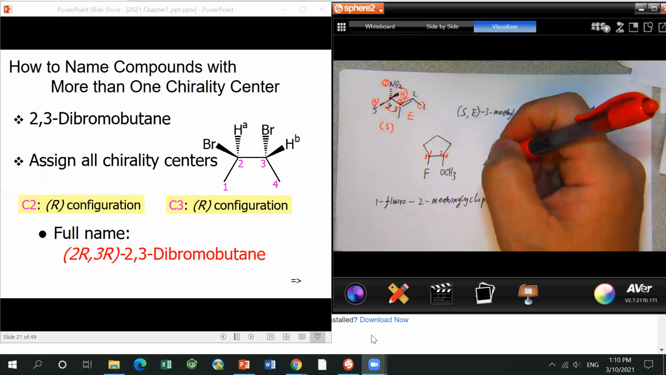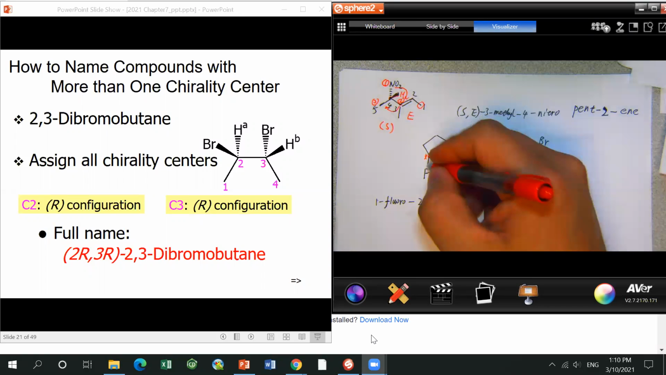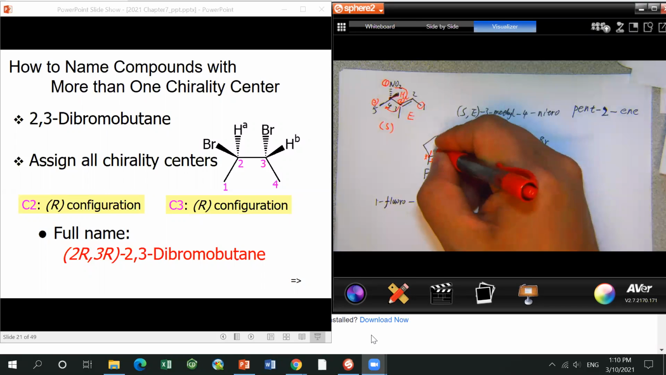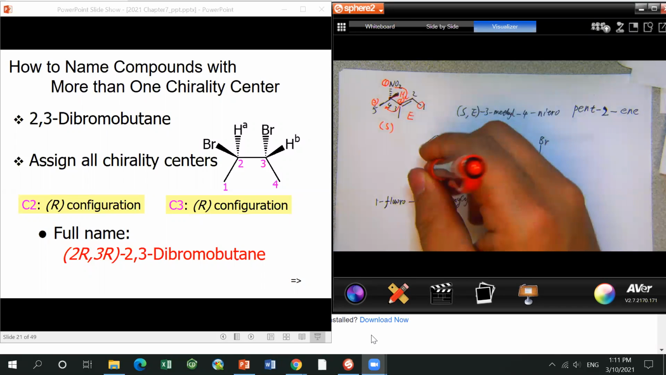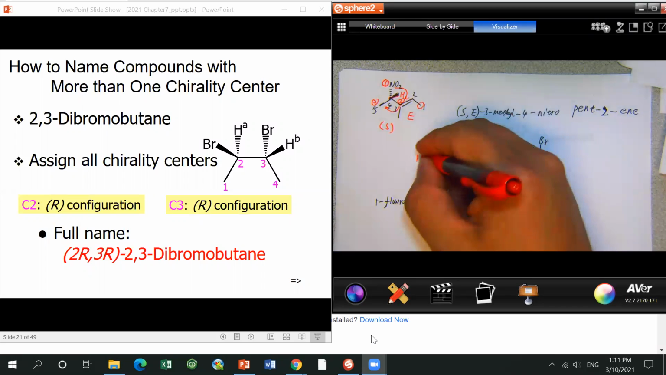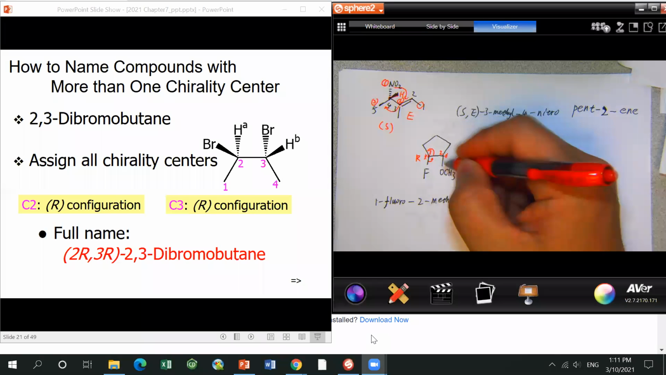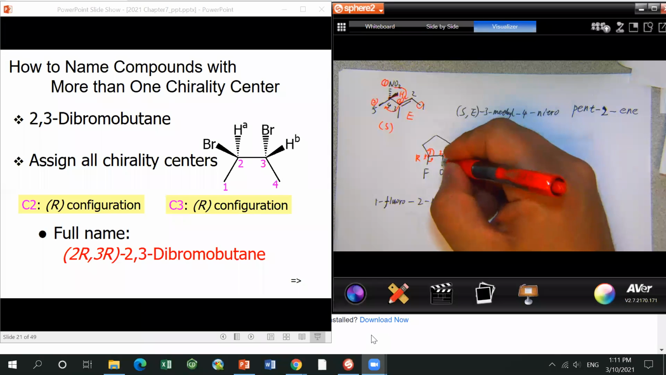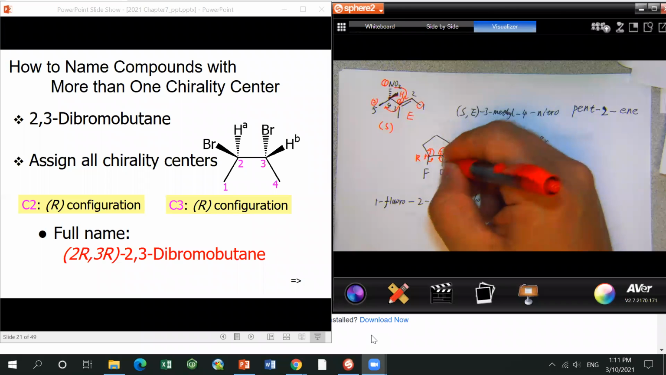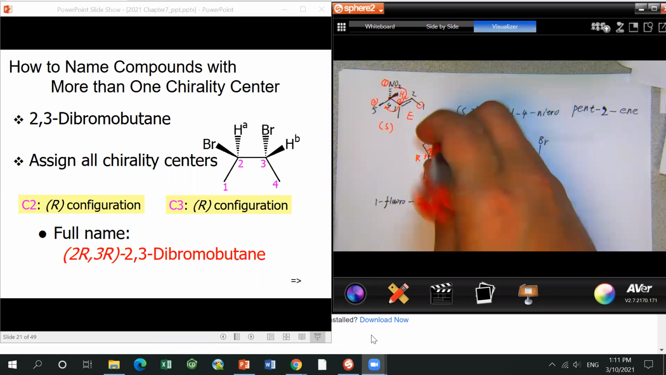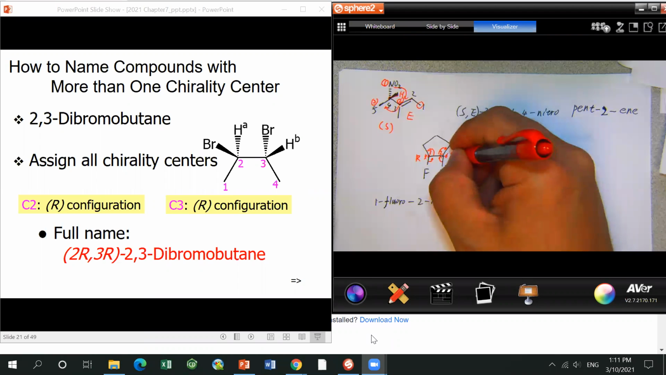When you assign the chiral center, you still determine the R. It looks like 1, 2, 3, counterclockwise, but the hydrogen points towards you, so you need to give the opposite assignment. So that should be R. Same thing here. When we draw the arc from the highest one to the second one to the third one, it looks clockwise, but the hydrogen points towards you, so the real assignment should be S.